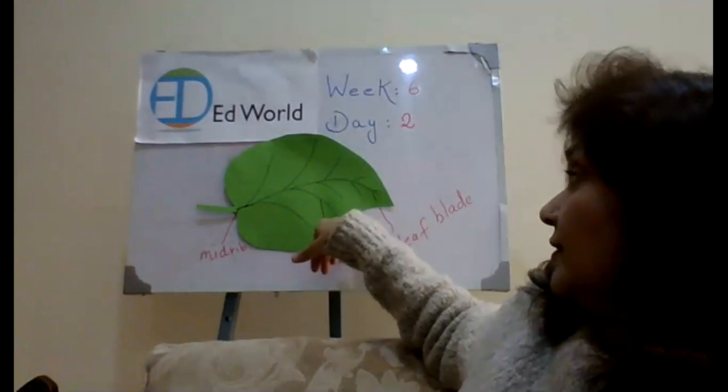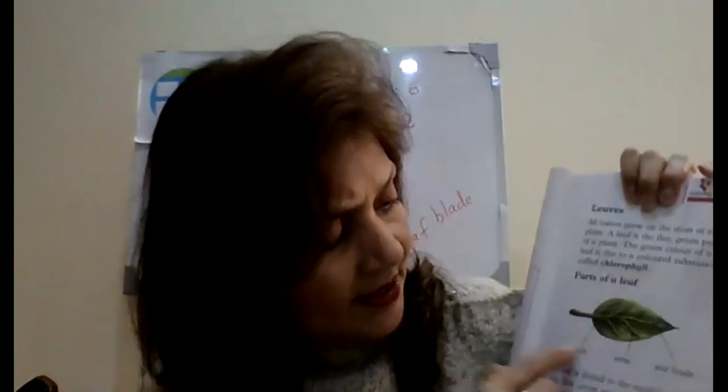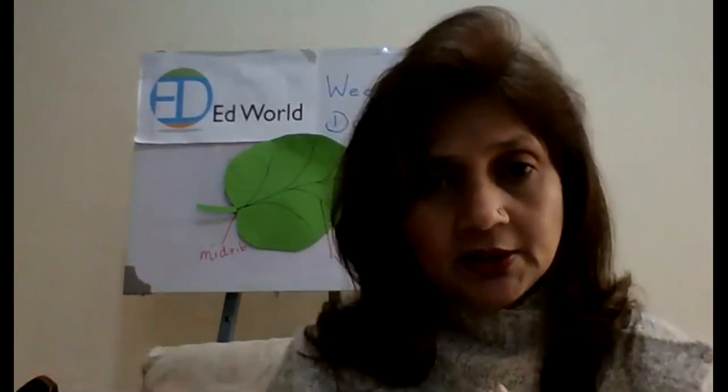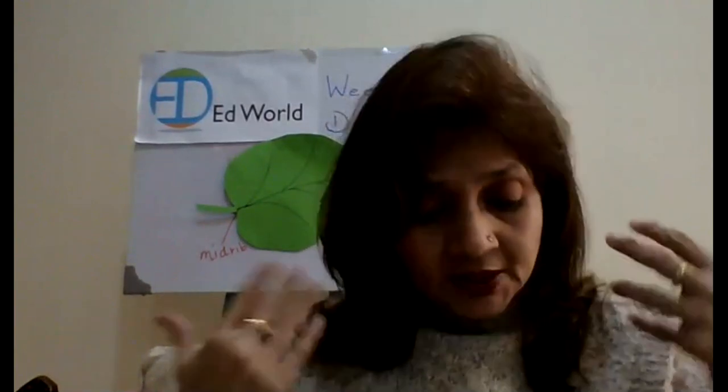So this is the flat part of the leaf, and midrib and veins carry water and food. Now you can see midrib is here and veins are here. What do they do? They carry the water and food to the leaf and to the other parts of the plant, right? So these are the different parts of the leaf and their functions.